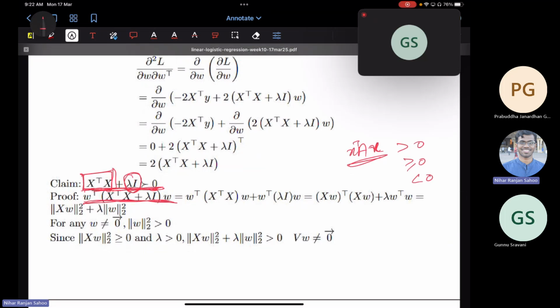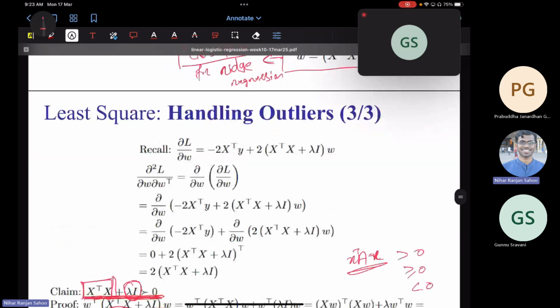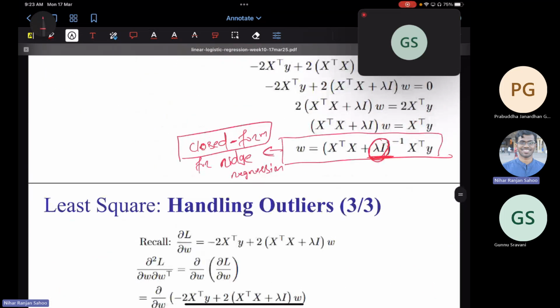So what's the output of this quadratic form? The norm squared of XW and lambda times the norm squared of W. Both are norm squares, so they will always be positive. As they are both always positive, the claim that this Hessian is also positive is true, right? So our point now was how this is helping us, right?